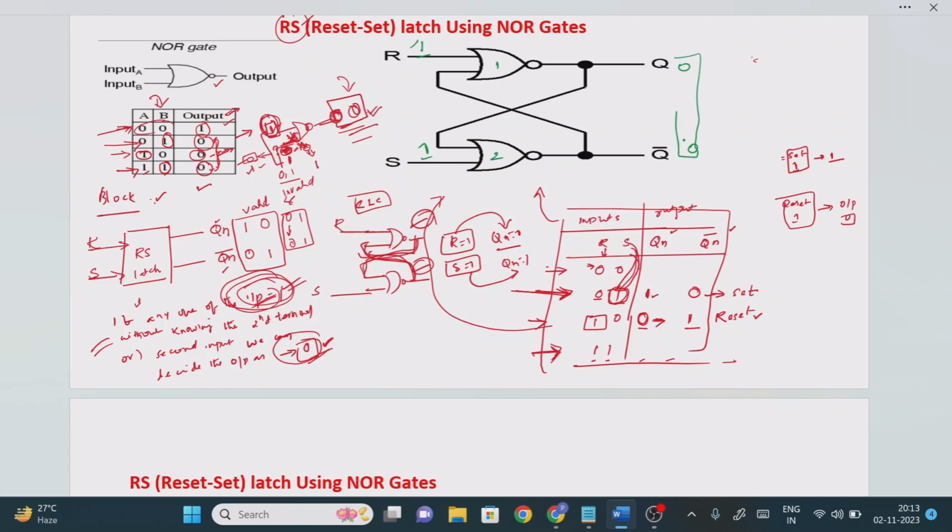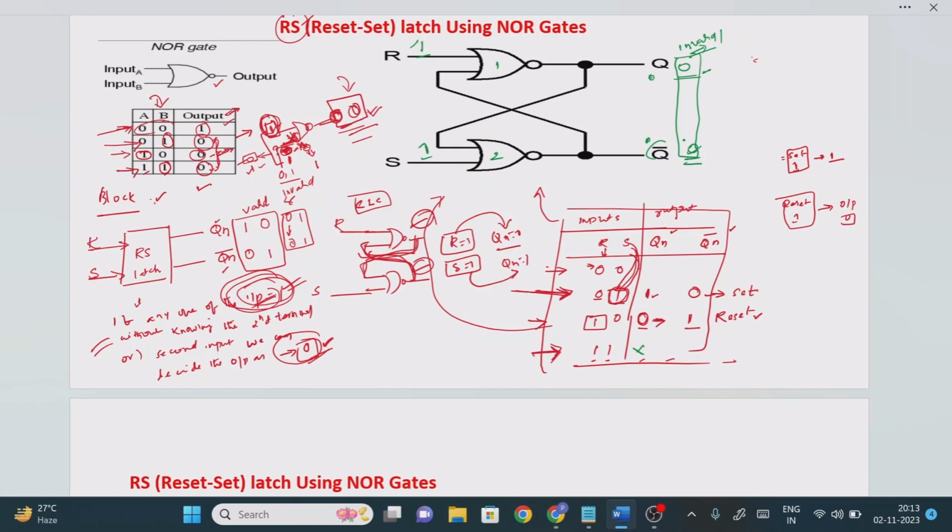But here you need to understand the important point, right? Now see that both Q and Qn bar have the same value, right? So we should not get the same value. If Qn equal to 1, Qn bar should be 0, or if it is 0, it should be 1. Then only will there be meaning of the complement, right? So if you are getting the same value, it is called the invalid condition or indeterminate condition.